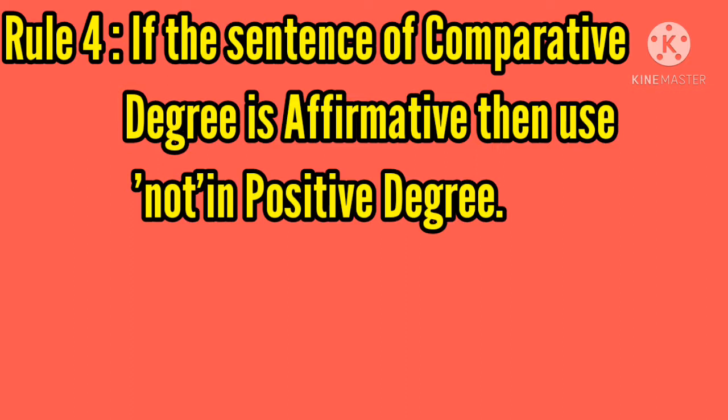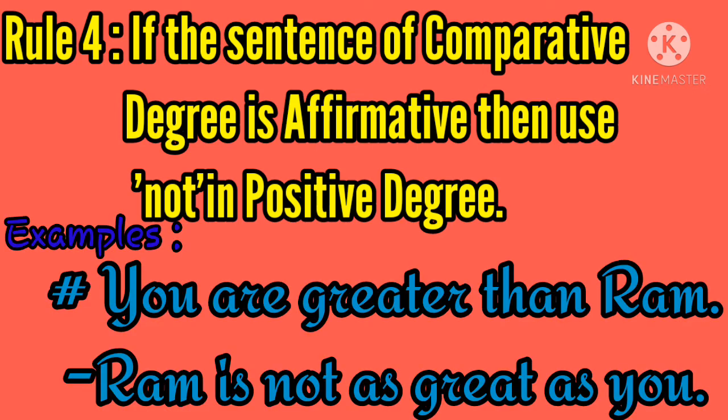Next rule, if the sentence of comparative degree is affirmative, then use not in positive degree. Look at example. You are greater than Ram. So first keep the subject Ram is verb. After that not. Between as we have to put the greater's positive degree great, and after that you. So it becomes Ram is not as great as you.